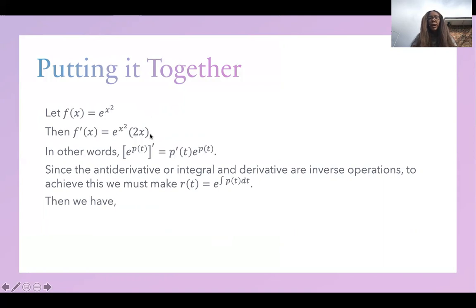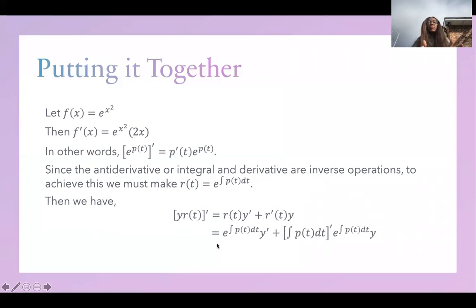So how do we do that? Well, that means our exponent has to be the integral of the function, because then what happens? So this is the form that we want to get: r of t times y prime plus r prime of t times y. So let's look at what happens when we put in e to the integral of p of t dt in there for r of t.